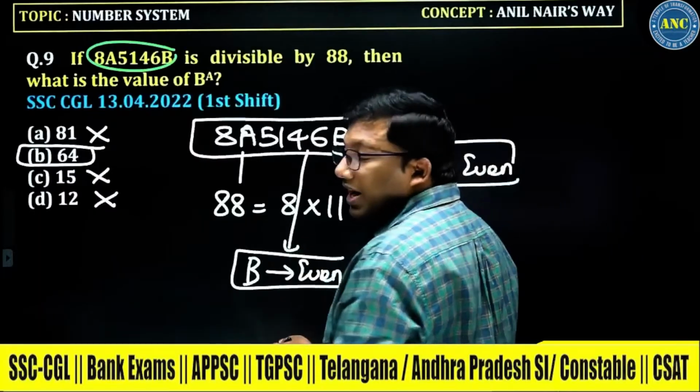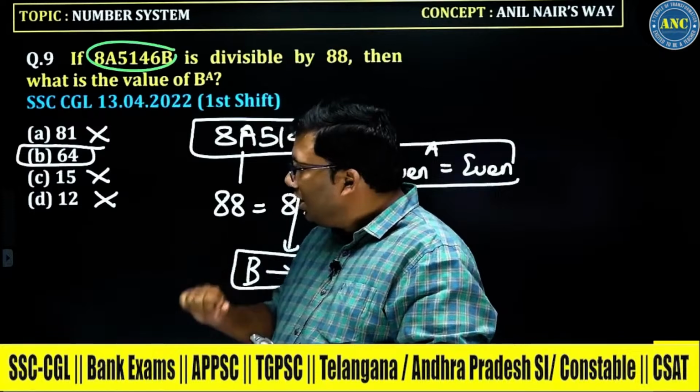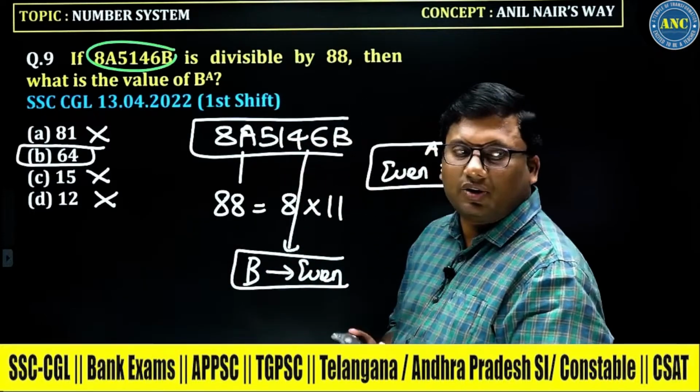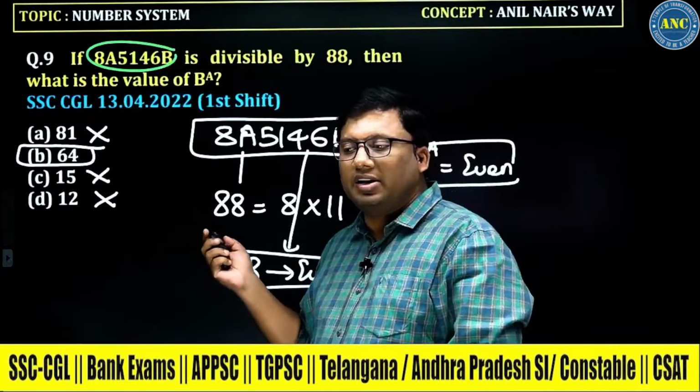Power any number, answer has to be an even number. So therefore 81, 15, it is out. I hope it is clear. Just by looking at the question itself, we can eliminate the answer option.